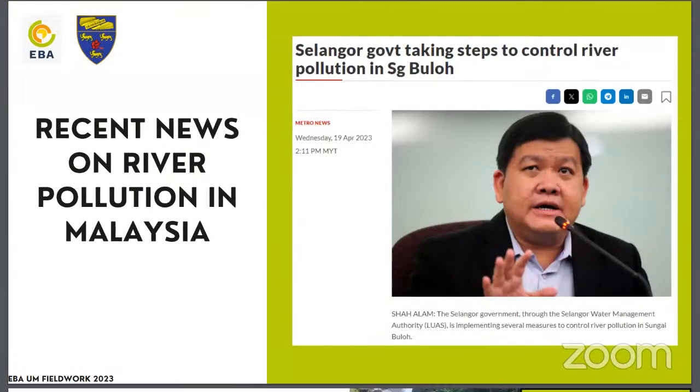All right, so this is recent news from this year, 19 April 2023, where we have the government taking control of river pollution in Sungai Buloh. All right, so this is very near Elmina, which is part of the fieldwork area. Right, move on.